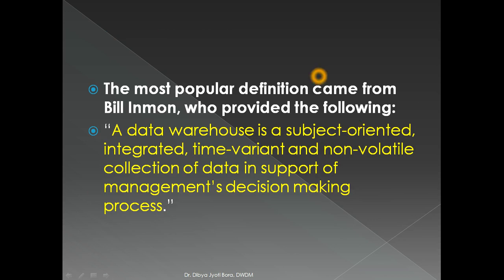But the most popular definition comes from a person known as Bill Inmon. Who is Bill Inmon? We'll see, but how he defined data warehouse is important. He defined it as: a data warehouse is a subject-oriented, integrated, time-variant, and non-volatile collection of data in support of management's decision-making process. This definition accumulates everything related to a data warehouse. Why a data warehouse? What is a data warehouse? What are the properties of a data warehouse? And the main important thing is that it supports the decision making process. You may note it down. The decision making process I will discuss in the next class.